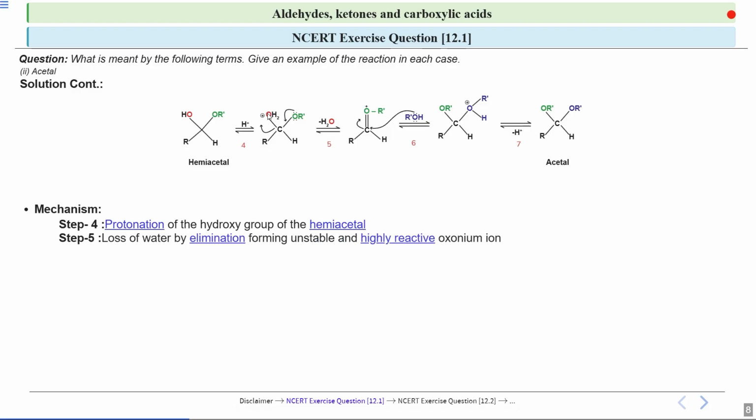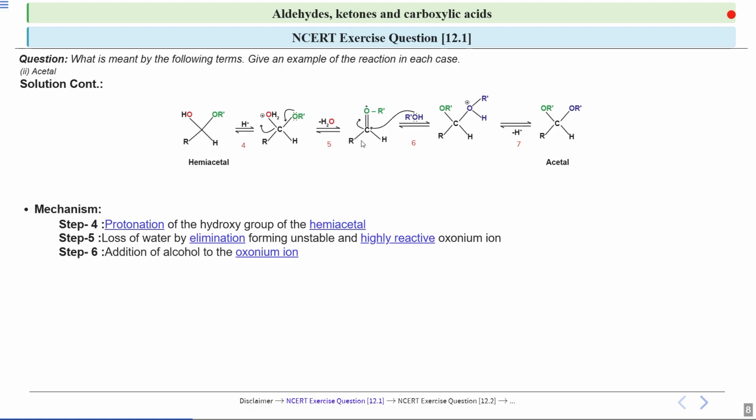Now in step 5, this involves the elimination of water from the molecule. When the protonated hydroxy group leaves as water, it creates an unstable and highly reactive oxonium ion. As you see, this gets protonated and leaves as a water molecule, and finally you get an oxonium ion which is highly reactive and unstable.